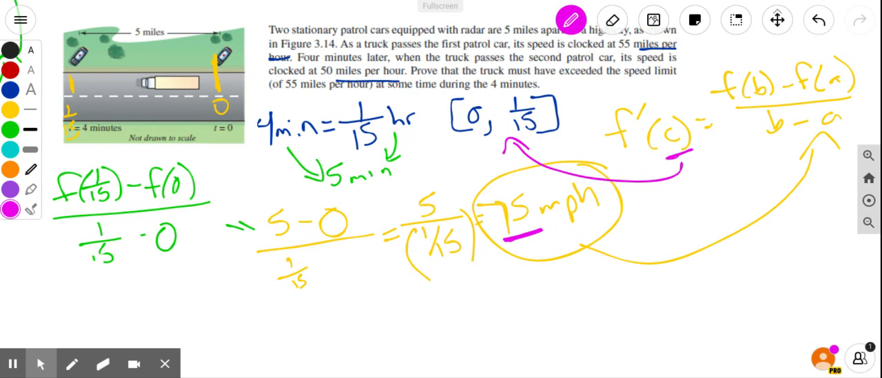So if you had to write this out in a word problem, what I'm saying is what you would write down. According to the mean value theorem, since the average speed was 75 miles per hour between this interval right here, the mean value theorem guarantees that there is some time inside this interval where the speed would have to equal 75 miles per hour. And that's all you have to do with this.